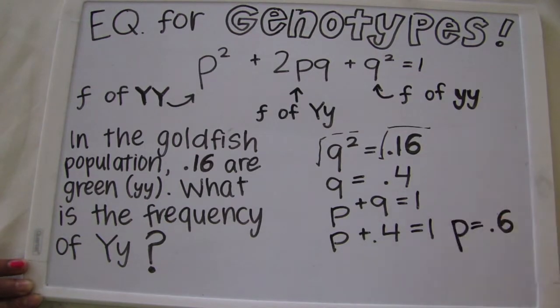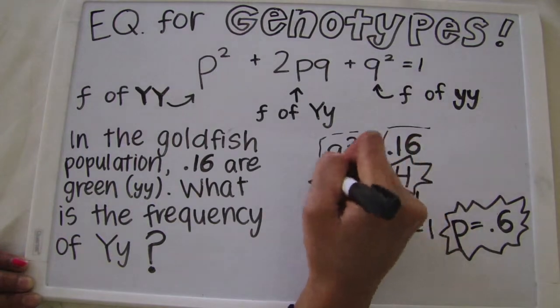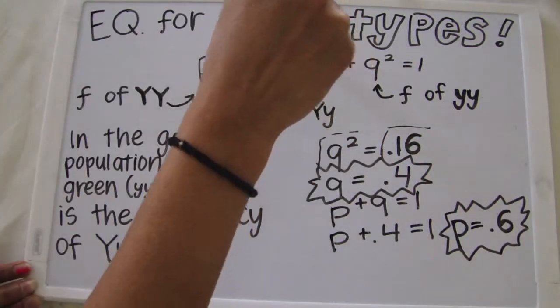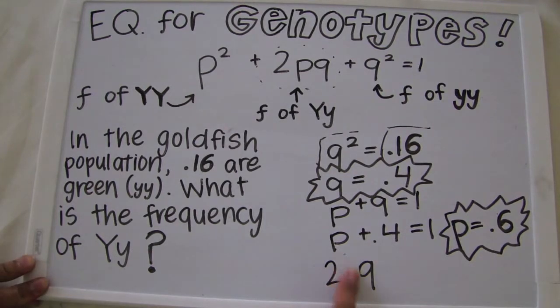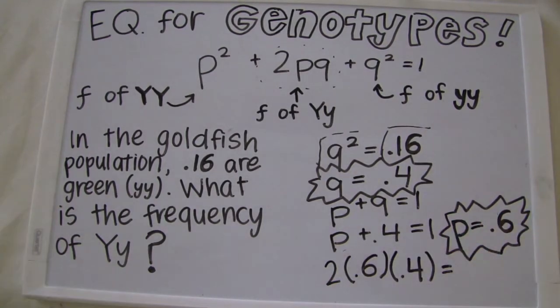P is 0.6. Now that we know P and Q, we can figure out the frequency for big Y little y, which is heterozygous, which represents 2pq from the equation. So 2 times 0.6 times 0.4 will get you 0.48. So roughly half of the population is heterozygous. They are still yellow, but they are actually carrying that little y, but it's recessive, so they don't show it.